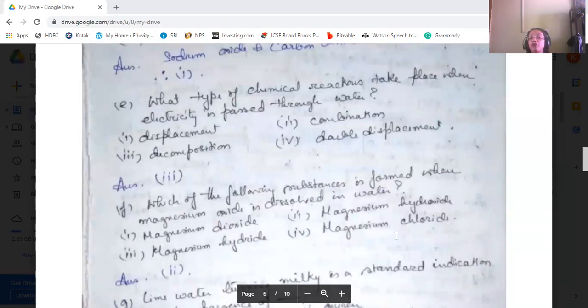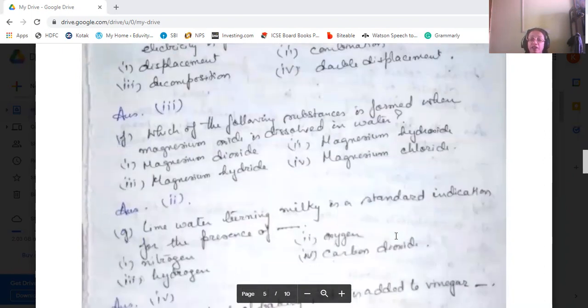Then which of the following substances is formed when magnesium oxide is dissolved in water? When magnesium oxide is dissolved in water, magnesium hydroxide is formed. Okay, so number two is the correct option, not magnesium dioxide or magnesium hydride or magnesium chloride. So number two, magnesium hydroxide, will be the correct answer.